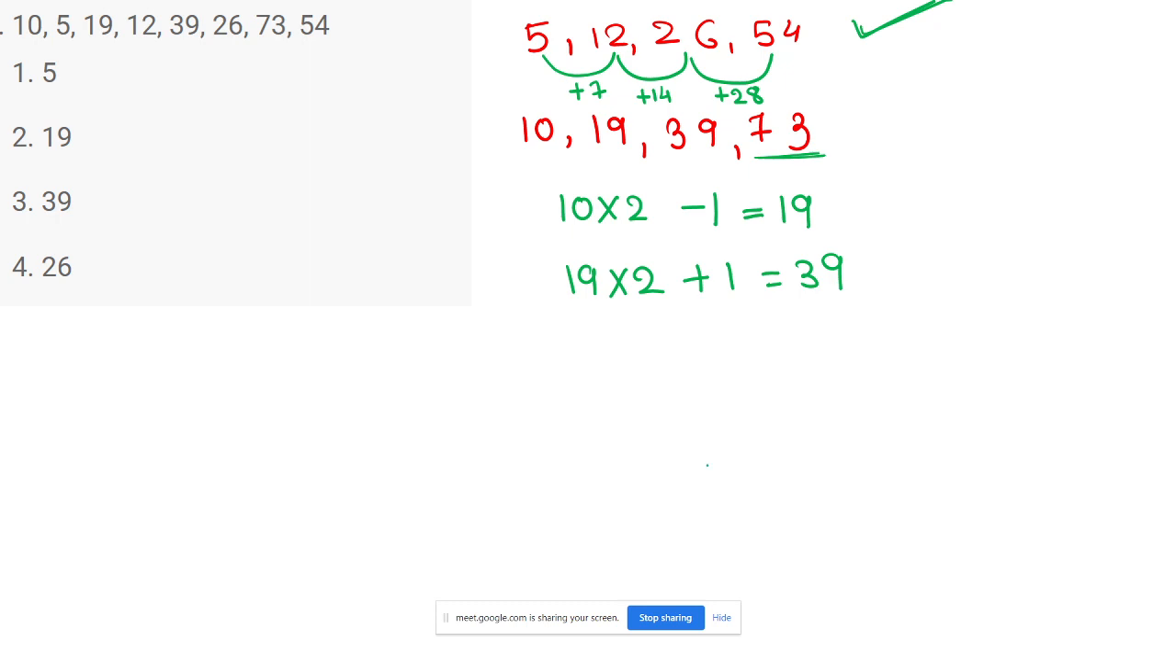So if this pattern is okay, the next number should be 39 twos. Once we did minus 1, once we did plus 1, so next time we'll do minus 1. And that is 78 minus 1, and that must be 77. So the correct answer is nothing but 76. This 73 does not satisfy the pattern. And luckily or unluckily, I had not written that option. But the correct answer is nothing but 73.